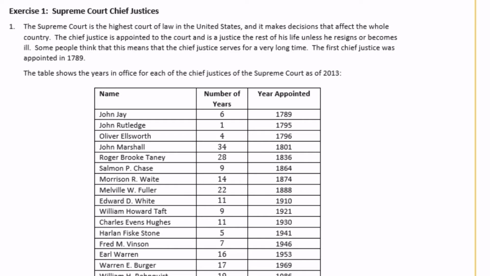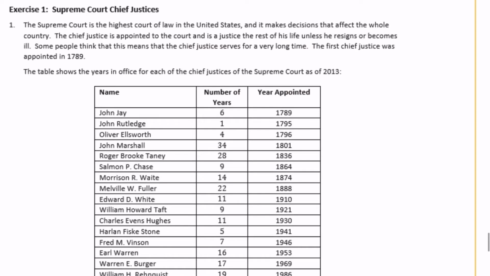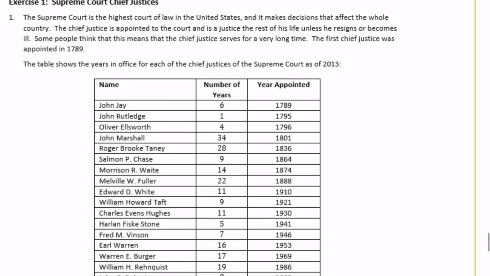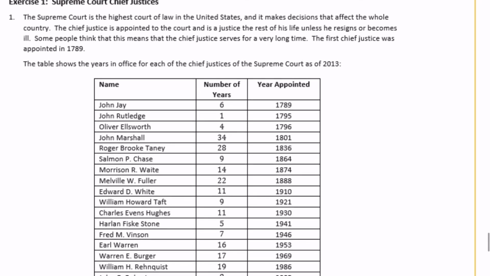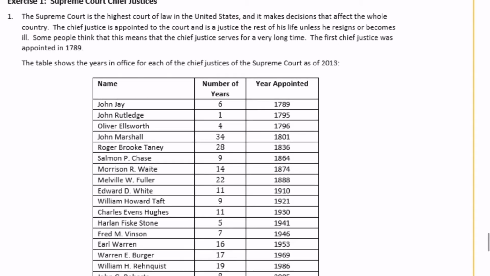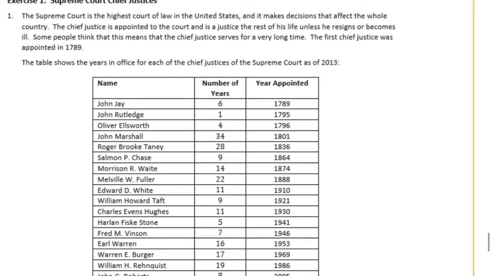Number 1. The Supreme Court is the highest court of law in the United States, and it makes decisions that affect the whole country. The Chief Justice is appointed to the court and is a justice the rest of his life unless he resigns or becomes ill. Some people think that this means that the Chief Justice serves for a very long time. The first Chief Justice was appointed in 1789. The table shows the years in office for each of the Chief Justices of the Supreme Court as of 2013.